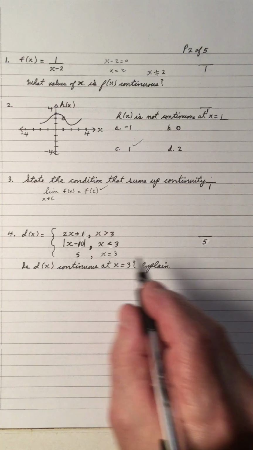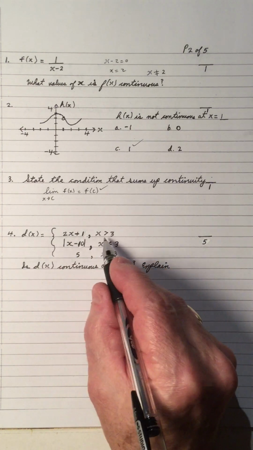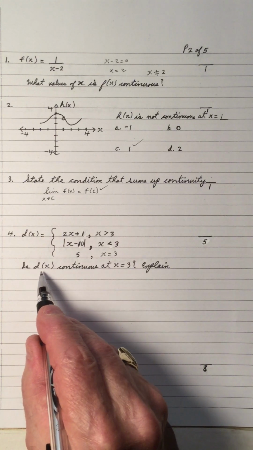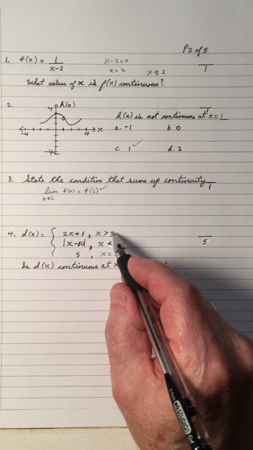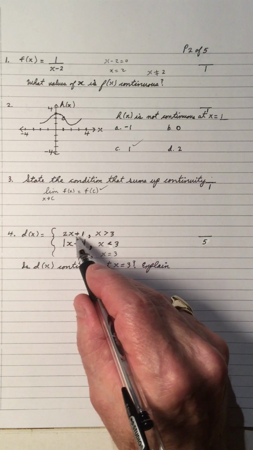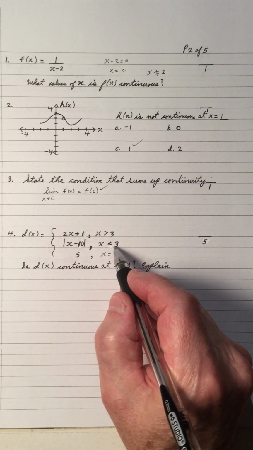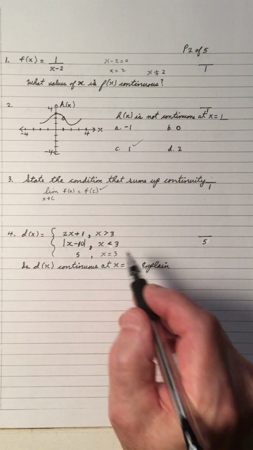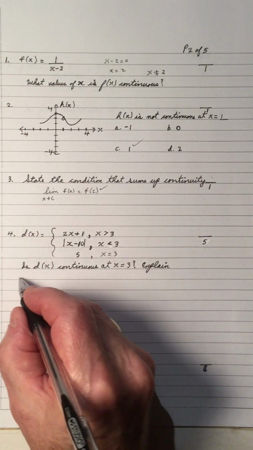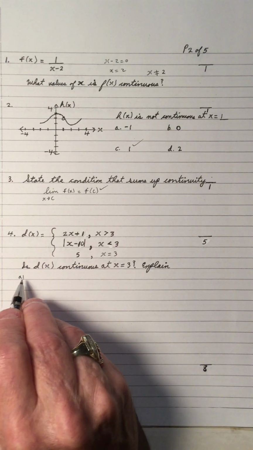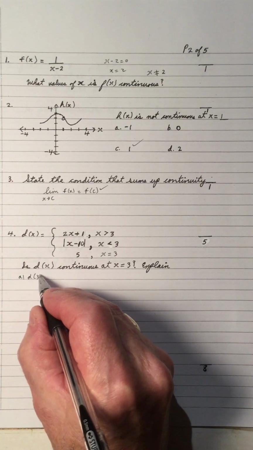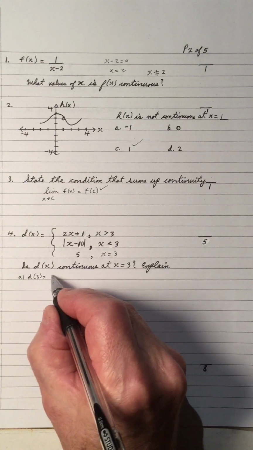Number 4, d of x is a piecewise function made up of 3 parts, and it asks if d of x is continuous at 3. So x greater than 3 is to the right, x less than 3 is to the left, and x equal to 3 is at 5. Is it continuous at 3? So d of 3 is equal to 5.